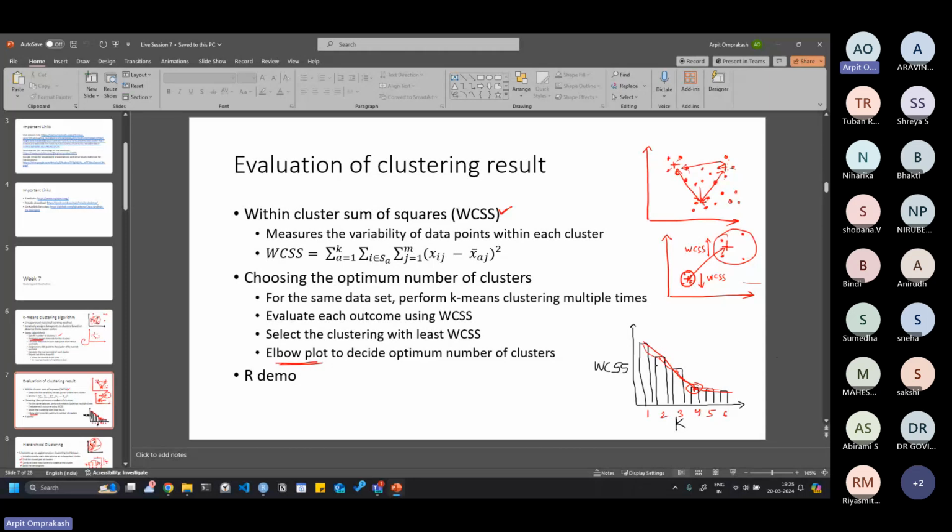So initially, you see as you keep increasing the K, the within cluster sum of squares will decrease quite rapidly. However, after the point of inflection, it stops decreasing that rapidly. So this is where you can basically draw a line and decide on the optimum number of clusters based on the elbow plot.